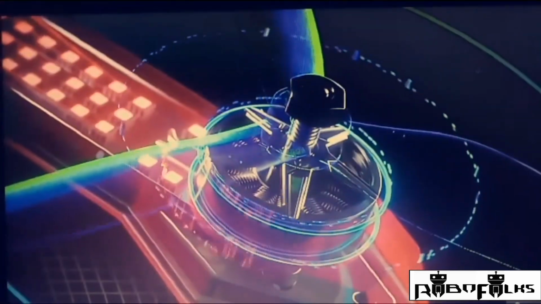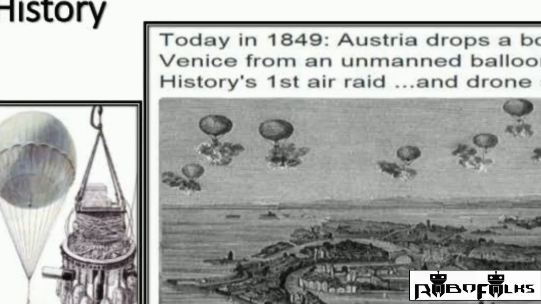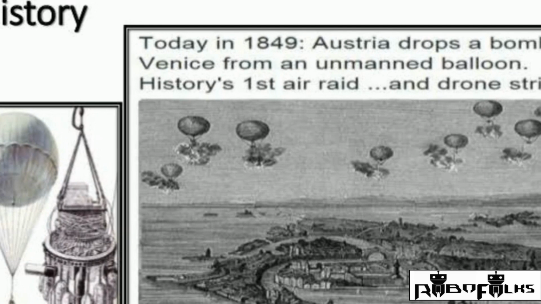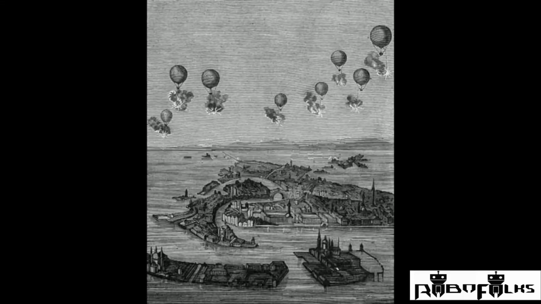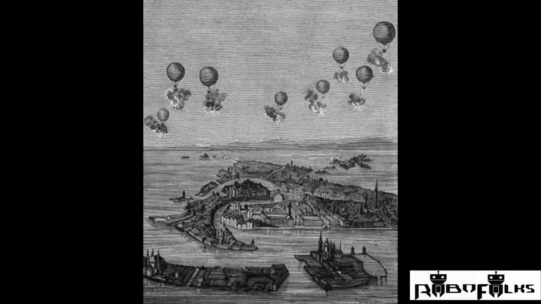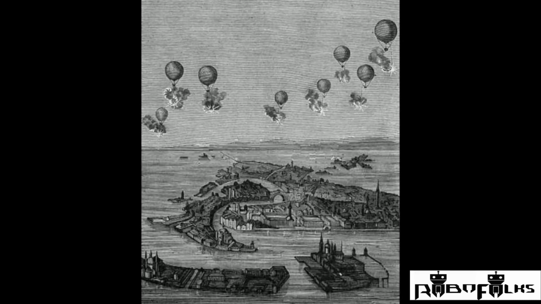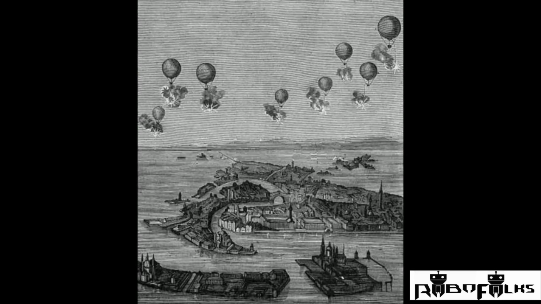So now, we are going to talk about the history of drones, where they came from. Many trace the history of drones to 1849 Italy, when Venice was fighting for its independence from Austria. Austrian soldiers attacked Venice with hot air, hydrogen or helium-filled balloons equipped with bombs.